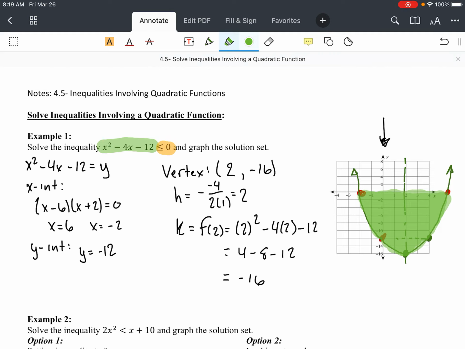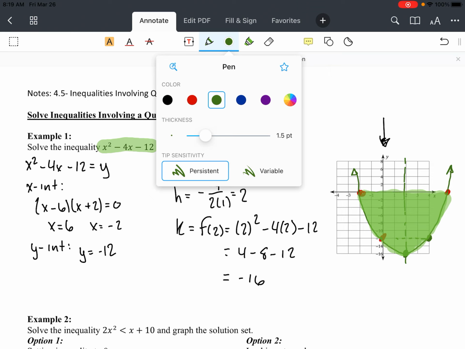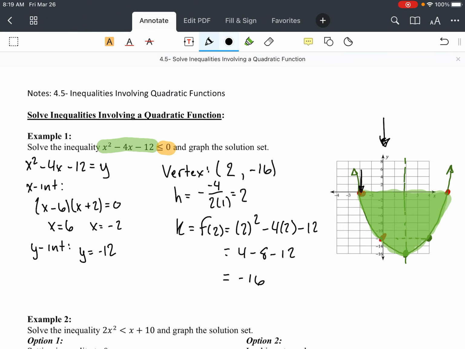Well, notice that my line starts falling below the x-axis down here at negative 2, and then it stops being below the x-axis up here at positive 6. So my solution is going to be from negative 2 all the way up to 6, okay?